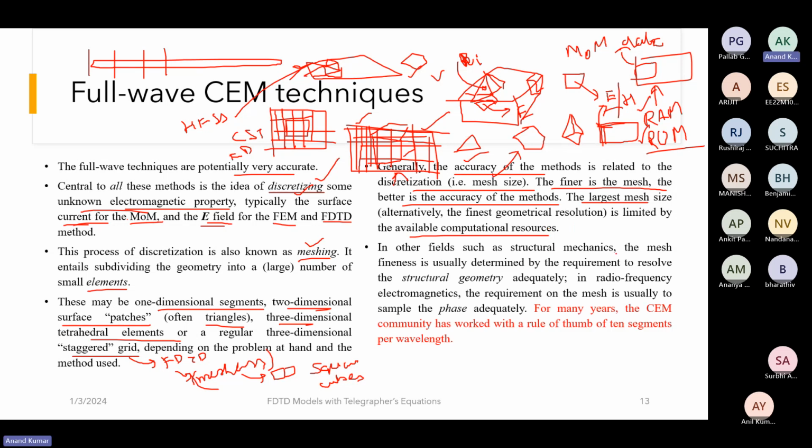As I said, we have borrowed these techniques from the mechanical engineers in other fields such as structural mechanics. The mesh fineness is usually determined by the requirement to resolve the structural geometry. So the mechanical engineers make different structures. For example, if they are trying to model this pipe, they will decide the resolution based on how accurately they model this particular object. But in RF, it is usually dependent upon the phase, if you're sampling the phase accurately.